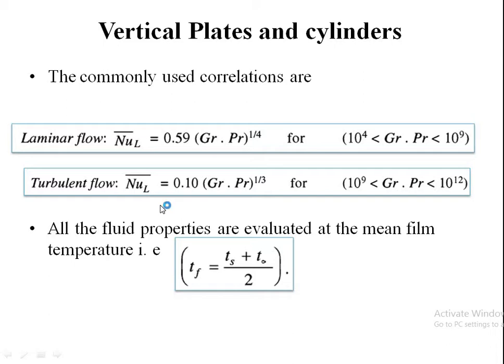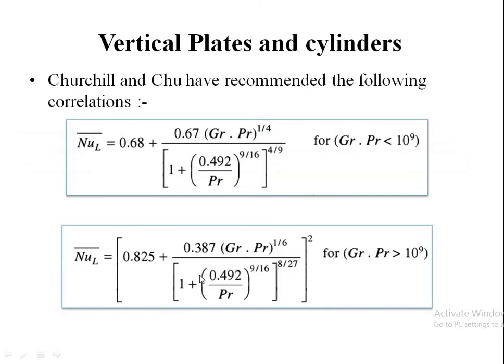Now here we have to remember that to calculate the values of Grashof number and Prandtl number, we require the fluid properties, and these fluid properties should be taken from the tables. These fluid properties should be considered at the mean fluid temperature, or we can say the mean film temperature. So mean film temperature is nothing but the average temperature of the surface and the fluid, that is Ts plus T naught divided by 2.